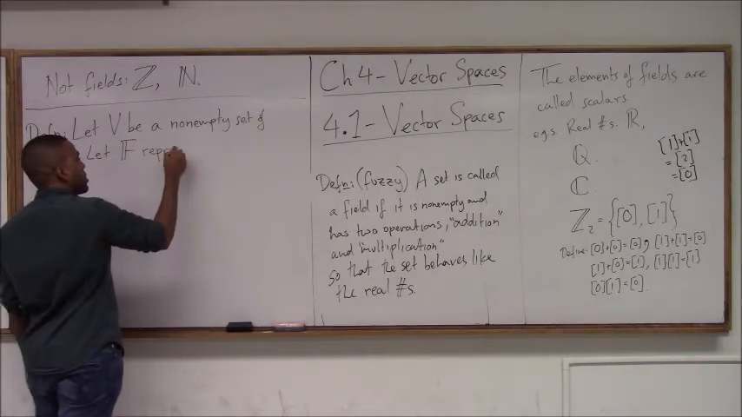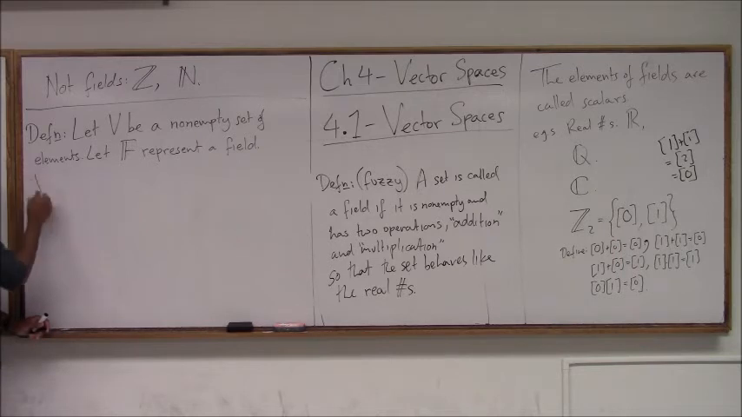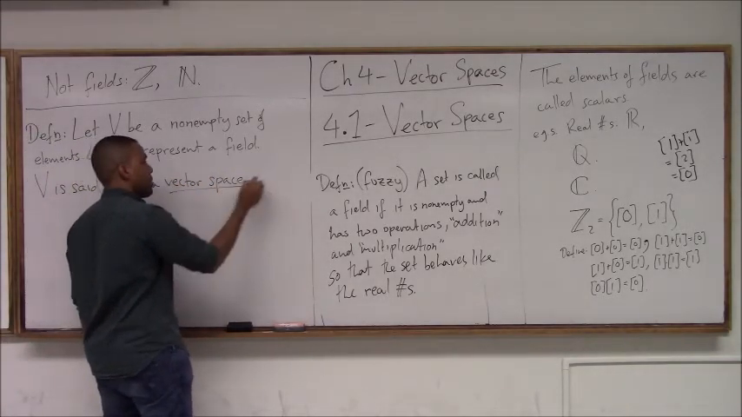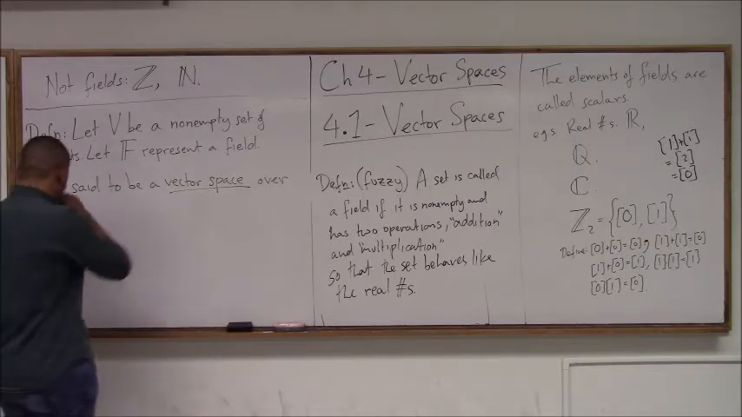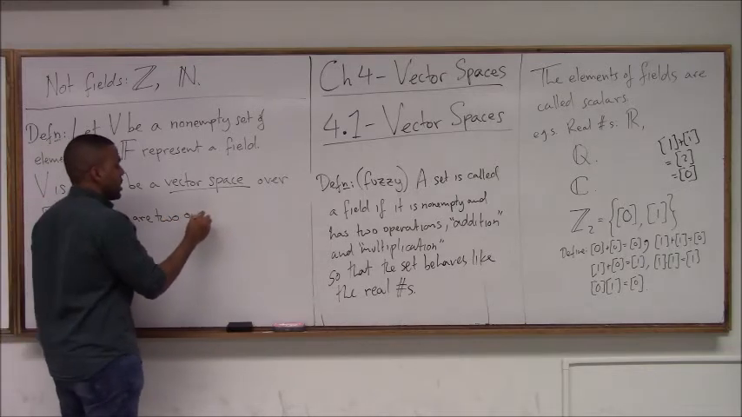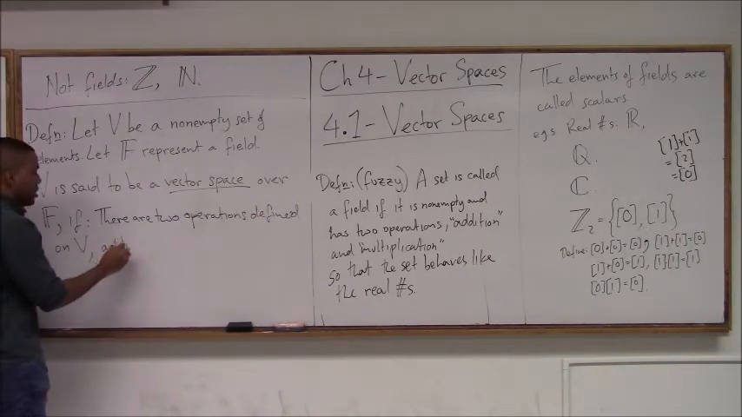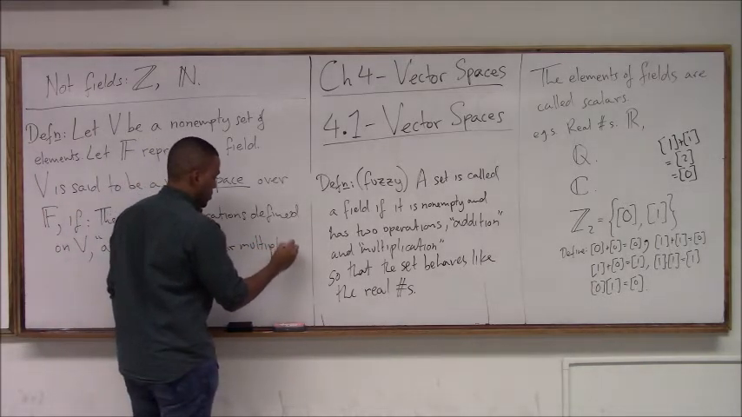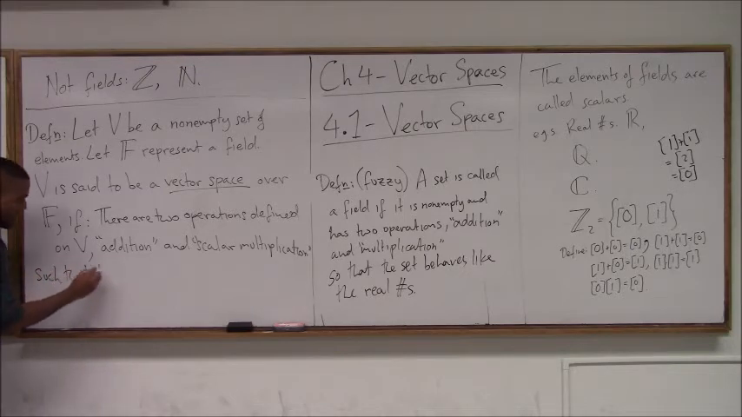Let F represent a field. V is said to be a vector space over F if, so here's what makes something a vector space, there are 2 operations defined on V: addition and scalar multiplication, such that the following hold.